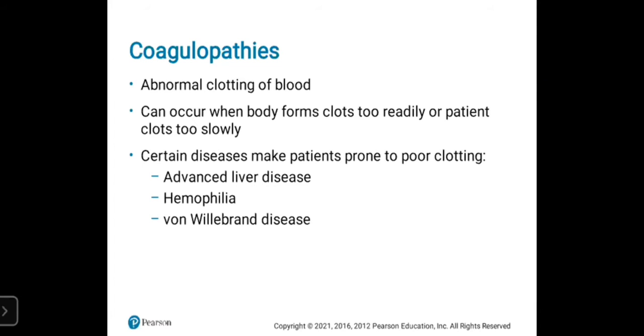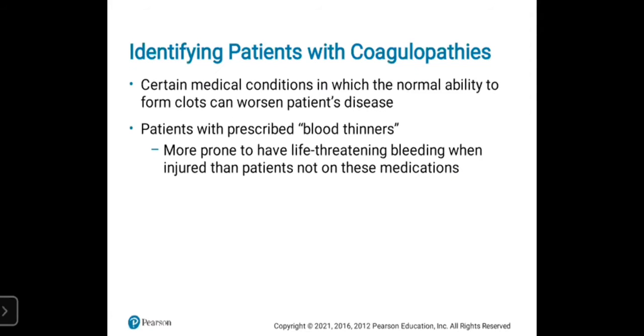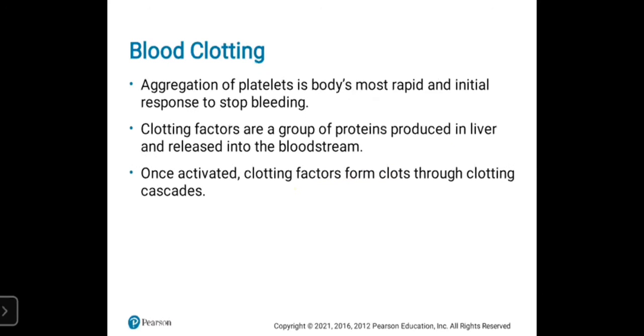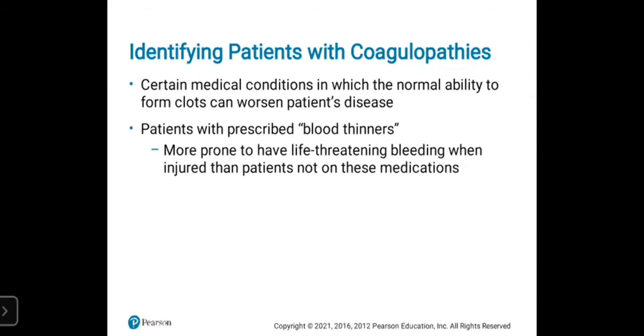A lot of times these patients have abnormal clotting in that they have fewer clotting factors. If you go back, these clotting factors are part of that clotting cascade process. Either a medical condition or the medications you're taking can affect these clotting factors. Blood thinners are specific medications that affect that area and can make patients more prone to those life-threatening bleeds.